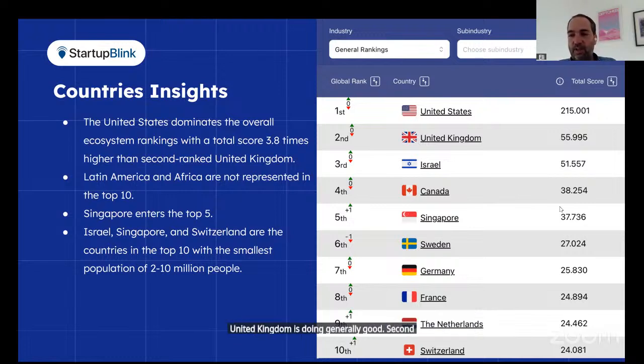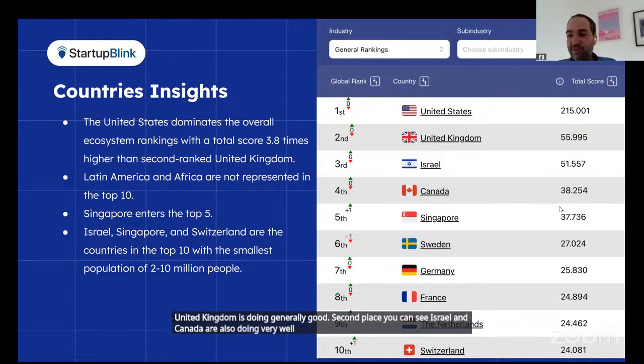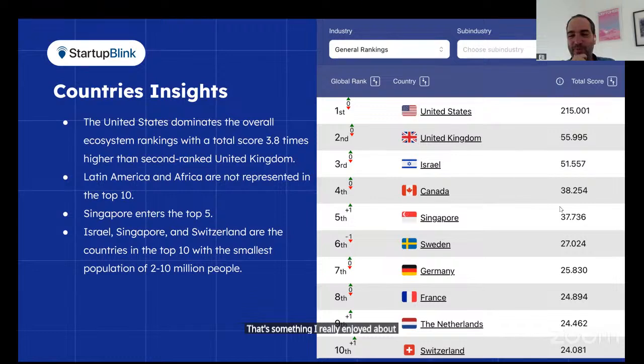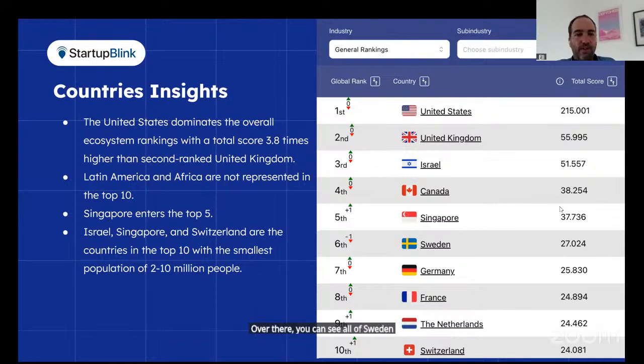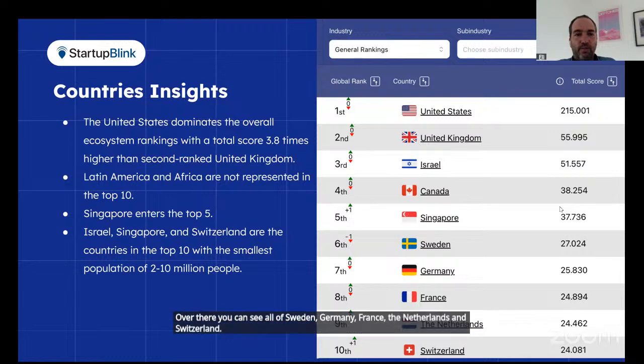You can see Israel and Canada also doing very well. Singapore keeps on increasing in the ranking, so that's kind of like the dark horse that keeps on advancing quietly, but systematically. That's something that I really enjoy about Singapore, and I recently read a book by Lee Kuan Yew, the mythological leader of Singapore, how they are not making mistakes, just building gradually, getting to the top. A beautiful example of economic development. Over there, you can see also Sweden, Germany, France, the Netherlands, and Switzerland. So that's a little bit about that.